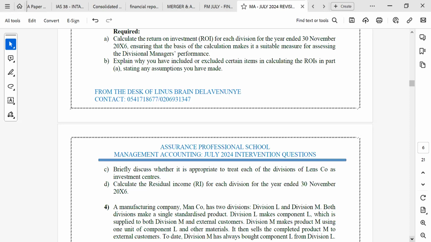Calculate the residual income for each division for the year ended 30th November 2006. How do we calculate residual income?